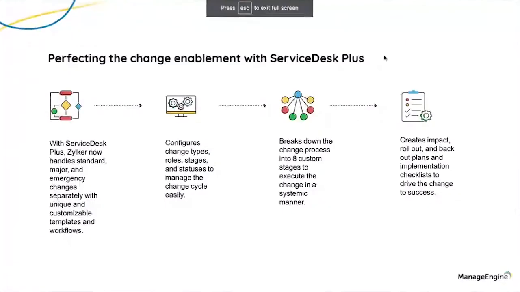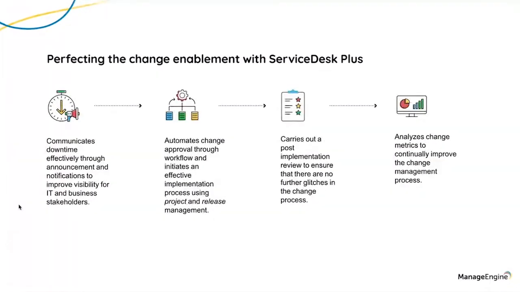And let us go back to our presentation to see how we've helped Zilker. So we started off by creating impact rollouts and backward plans in our change process. Then we stepped in to communicate downtime effectively through announcements and notifications. We automated the change approval through a workflow and saw how project and release management is closely tied to change enablement in ServiceDesk Plus. Now, the next step is to carry out a post-implementation review and analyze the change metrics to perform continuous service improvement.